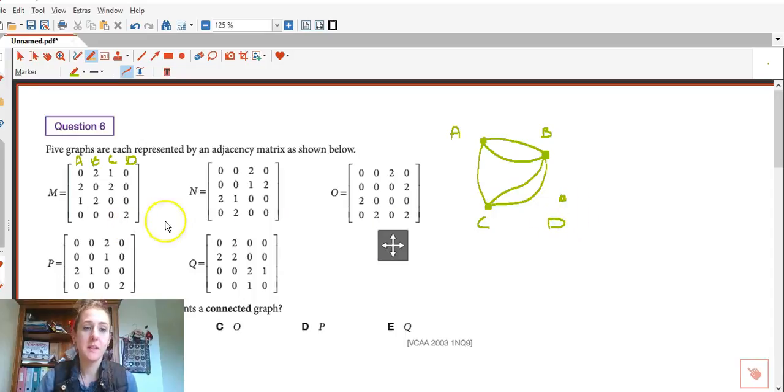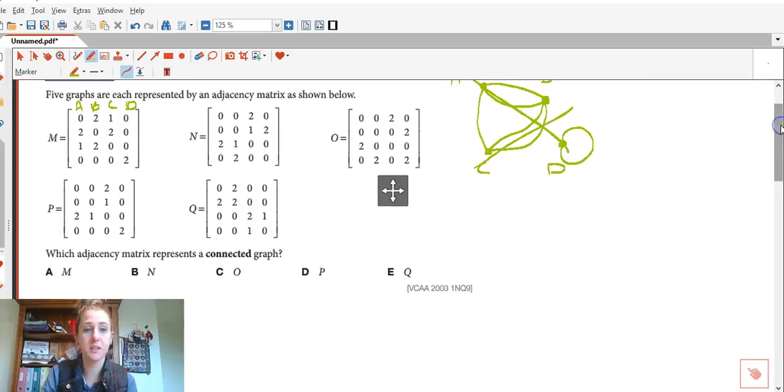And then coming down to my D, I've got 2, so I know that I've got a loop coming off of there, like that, so that's how I drew it up. But I know that because there's no connection between D to any of the other vertices, that one's not going to be a connected matrix, which the question is asking for. So it's looking for a connected graph.